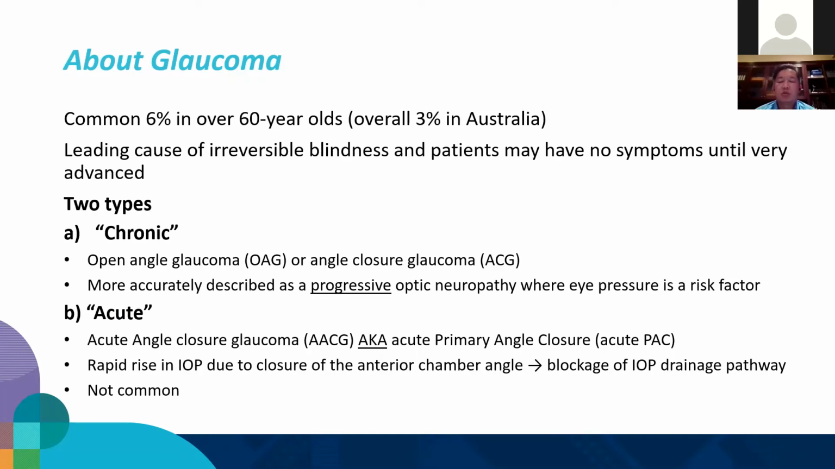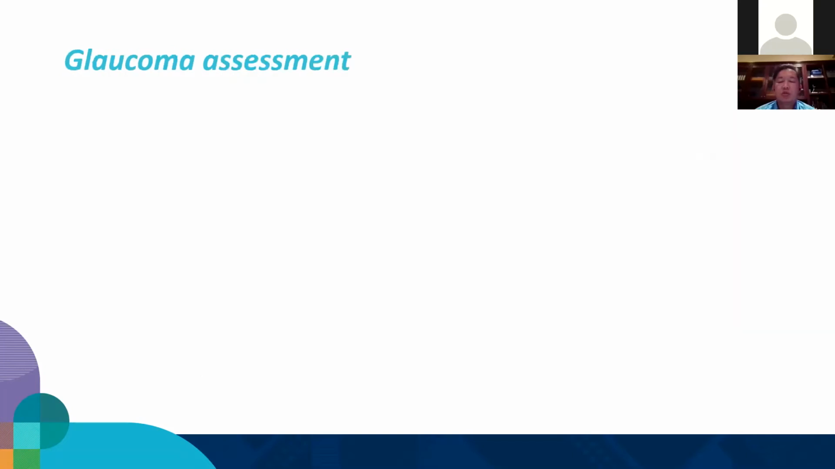The acute angle closure glaucoma, now known as acute primary angle closure, basically it's a rapid rise in eye pressure due to closure of the anterior chamber angle, causing blockage of the drainage pathway. This is not very common, but it is a devastating and blinding disease.